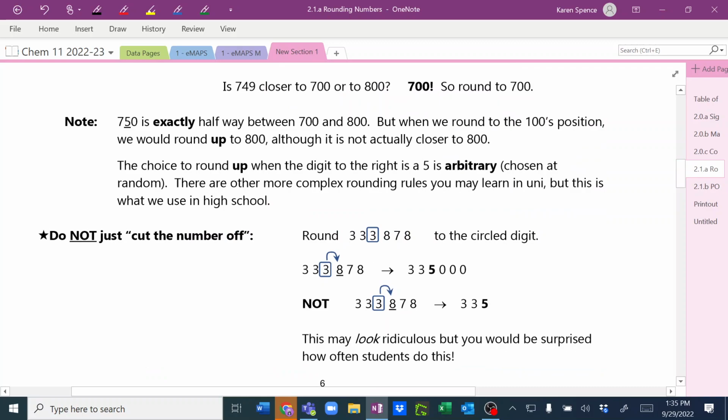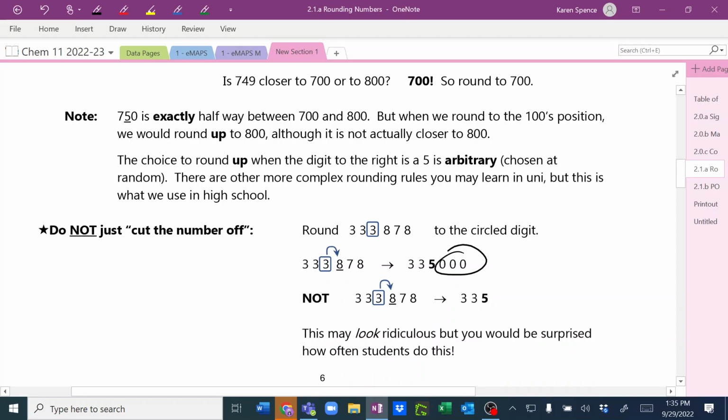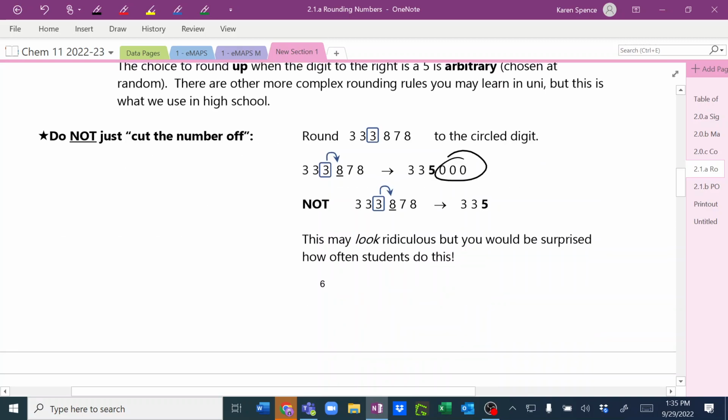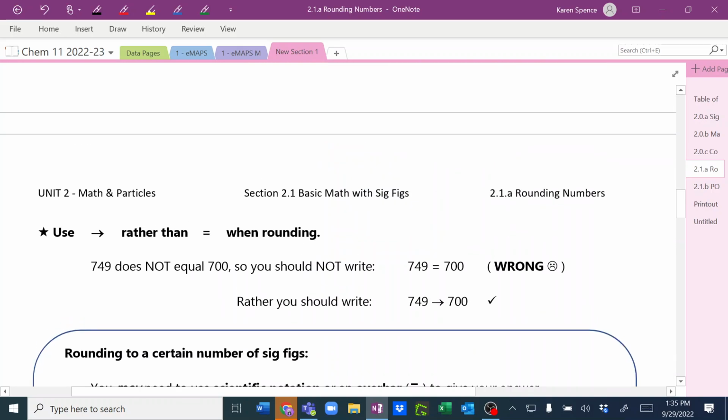Do not just cut the number off, okay? So if I say, let us round to 3 sig figs, this becomes 335,000, not 335. Those digits at the end just don't go away. It may look ridiculous to you, but you would be surprised how often students do this.